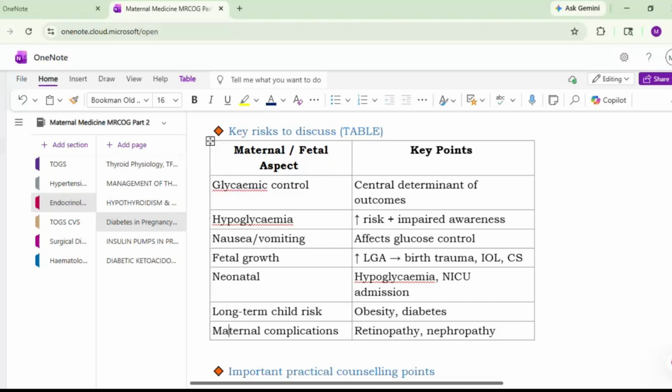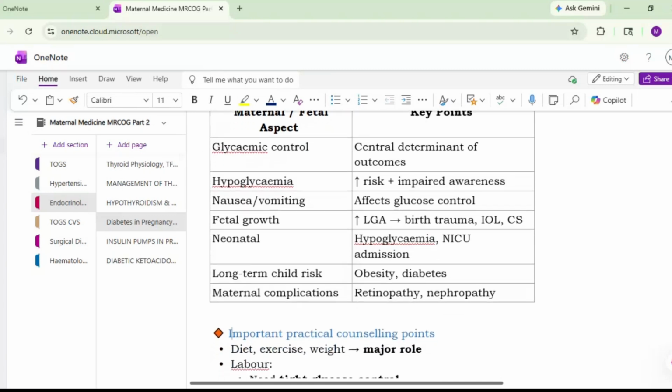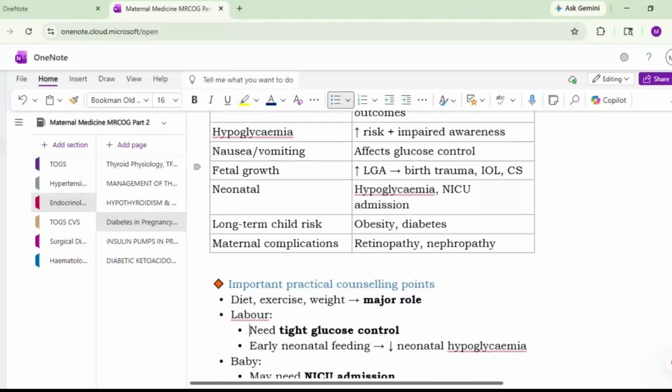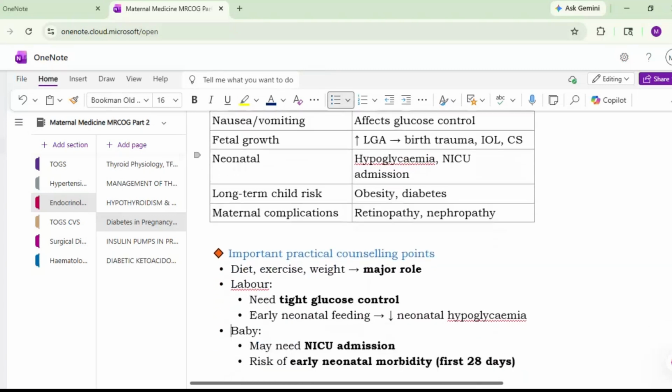In the long term, the child will have the risk of obesity and diabetes, while maternal complications such as retinopathy and nephropathy will be there in the long term. So these are the complications of diabetes for the mother as well as the baby.